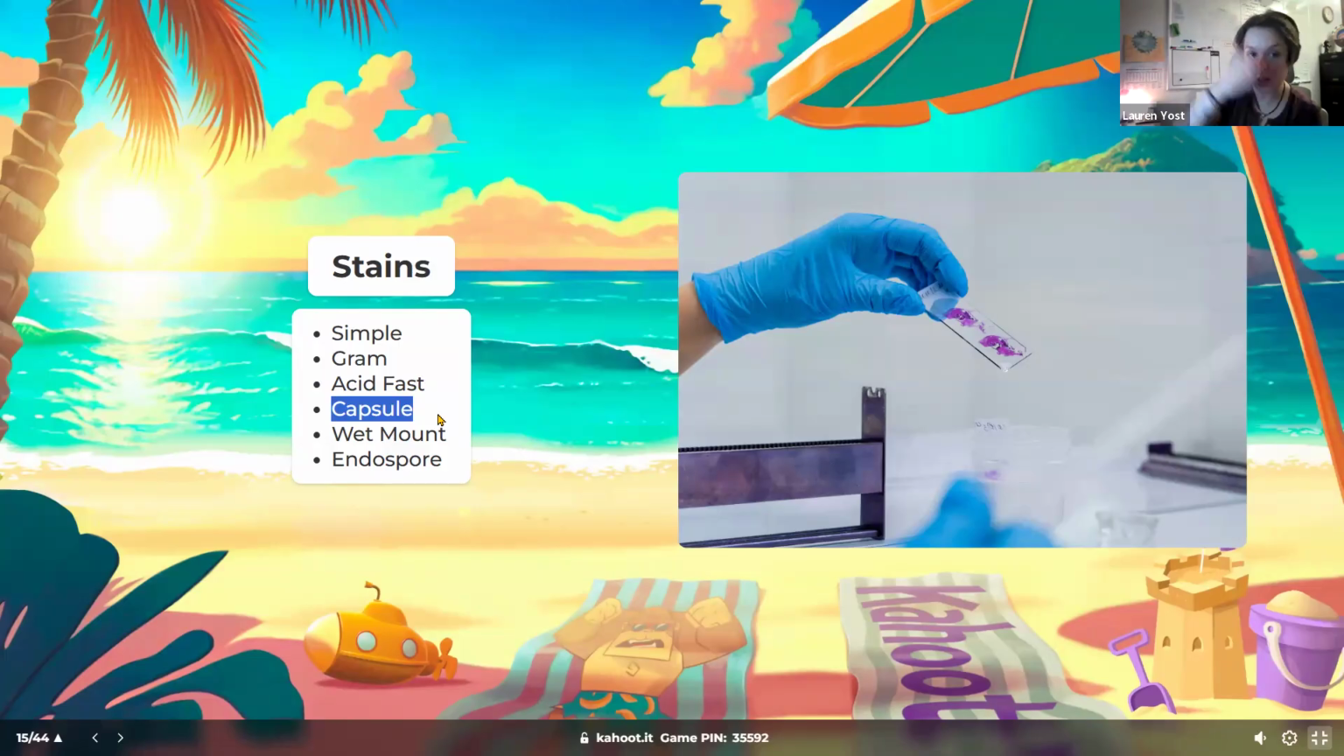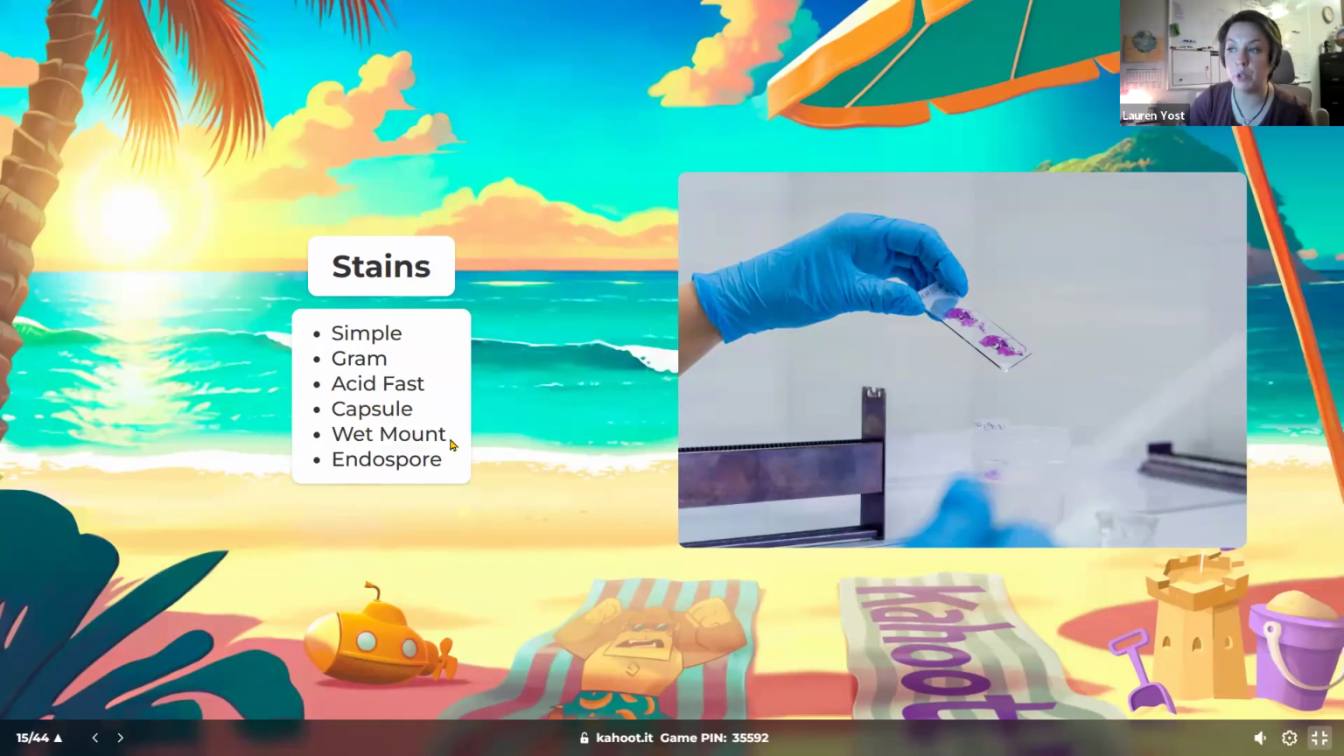And that's because if you take your Congo red, mix it in, spread it out, and air dry it, if you were to heat fix it after that, it would kill your cells and help them adhere to the slide, yes, but it also shrinks them and it creates a fake halo. And so now you can't tell if there's a halo from the capsule or a halo from your cells shrinking. And so that's the importance of not heat fixing with the capsule stain.